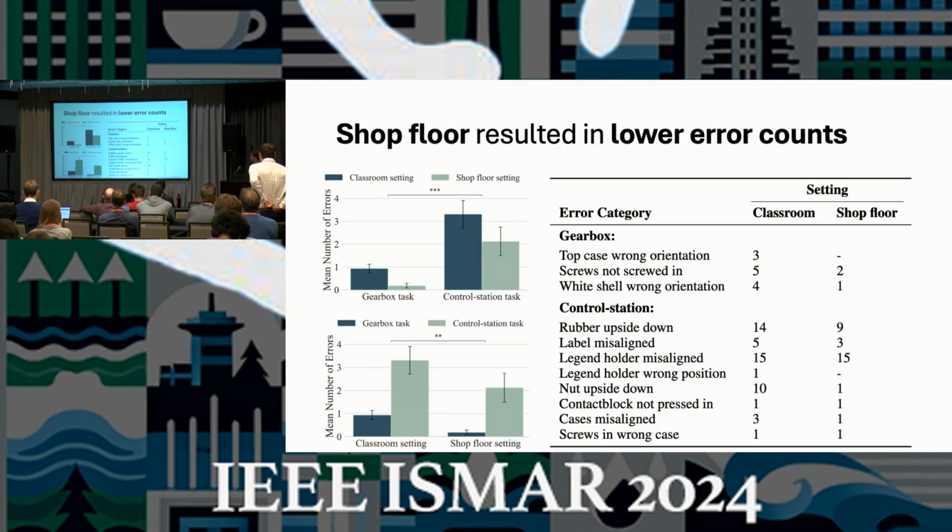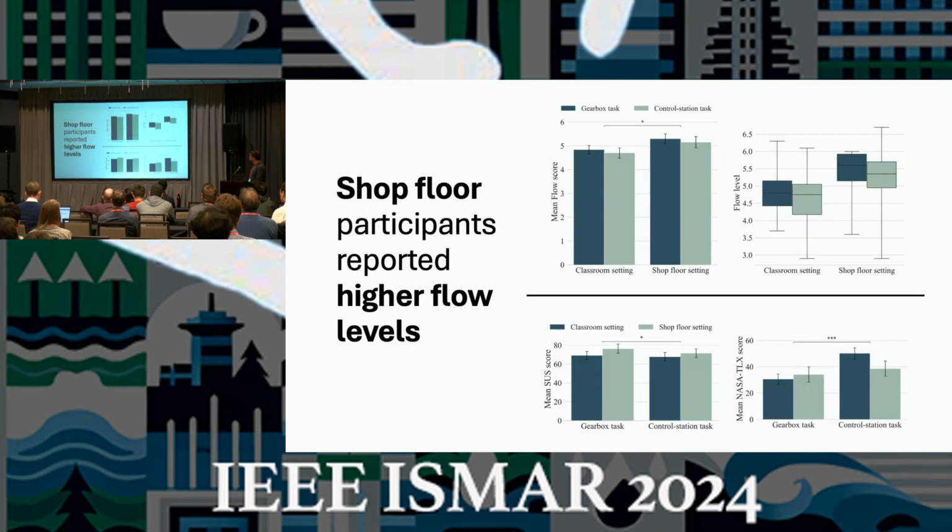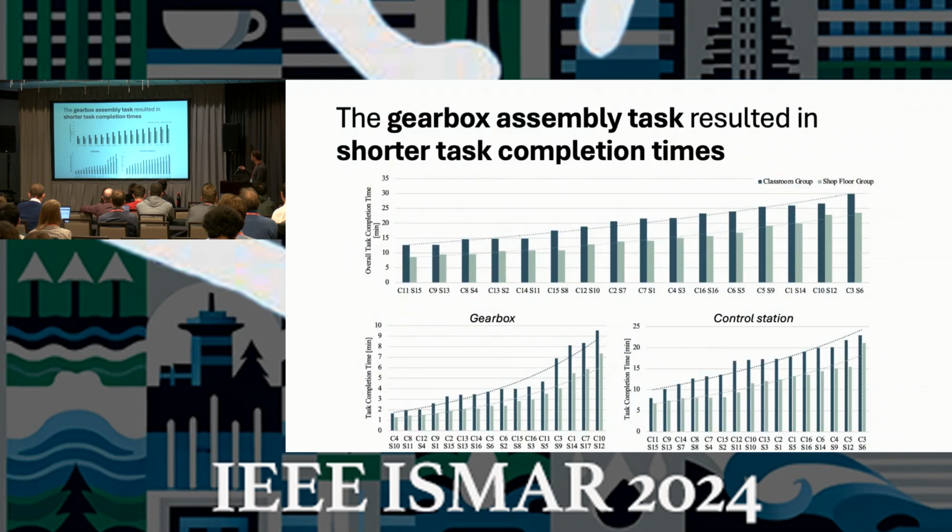Shop floor also resulted in lower error counts, as you can see here to the left. And to the right, we have categorized what went on in terms of errors. I will revisit this in a couple of slides, so I will not talk about that table for now. The shop floor participants also reported higher flow levels, so we took a bunch of qualitative measures. I will only report a few headline findings in the interest of time. There's more in the paper. But people generally felt they were more in the flow on the shop floor than in the classroom environment. And again, same task, same procedure.